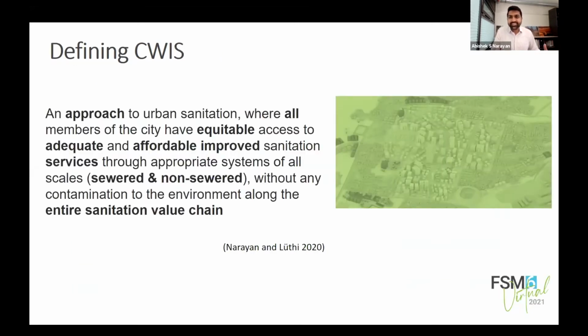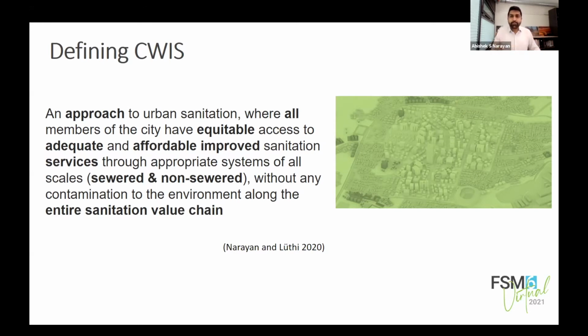In terms of one single sentence, it's basically an approach where all members have equitable, adequate, affordable, improved sanitation. These are all just terms from the human rights approach and the SDGs. And we achieve this through both sewered and non-sewered sanitation, while preventing any sort of contamination into the environment throughout the sanitation value chain. So you might see that this is a very wordy definition, but that's what has to be done if we have to pack so much into one sentence.